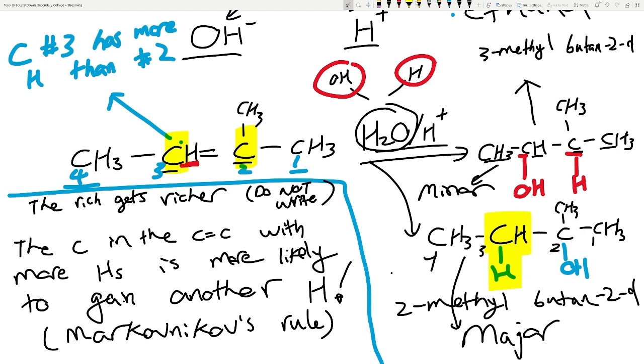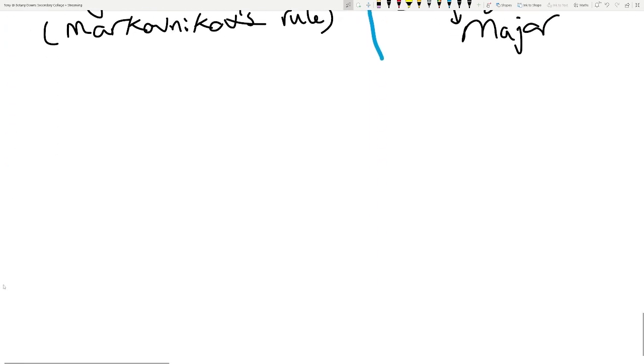So you get major, minor. That just means the majority of the products that you are going to make is this one underneath, and you're still going to make the ones on top, just not in the same amount of quantity. In an examination, you just say 2-methylbutane 2-ol is the major product. Why? Because carbon number 3 in the double bond already has more H's, so it's more likely for that carbon to gain another H. And the other one is minor. Because you're doing NCEA, this is one of the excellence questions.